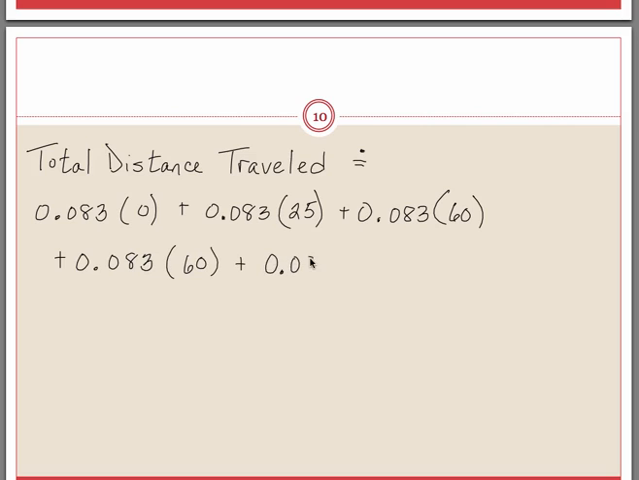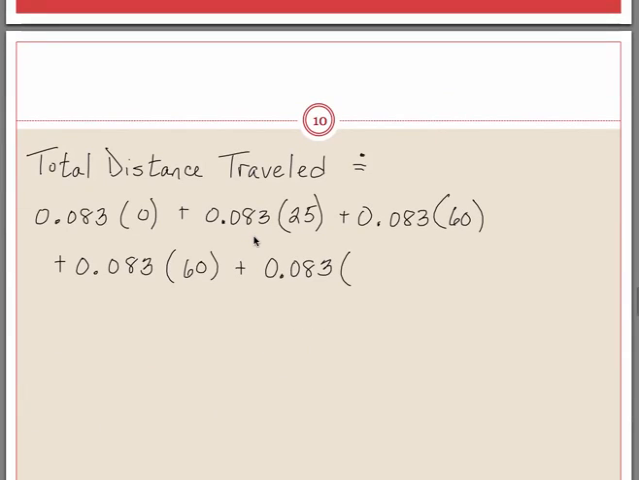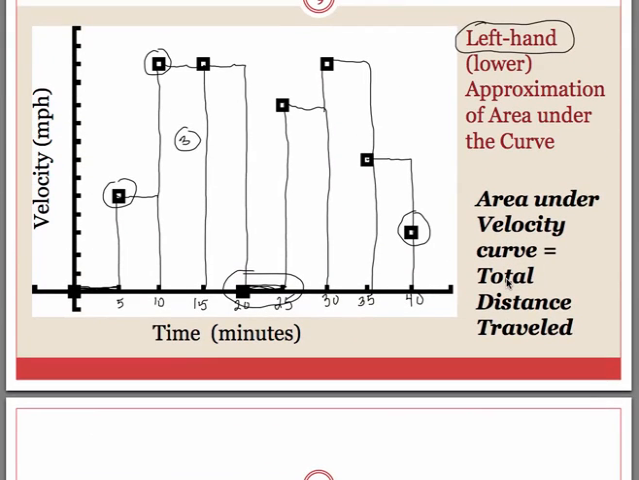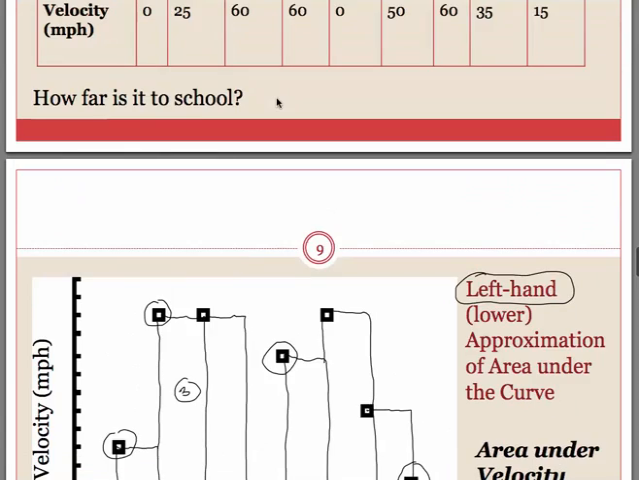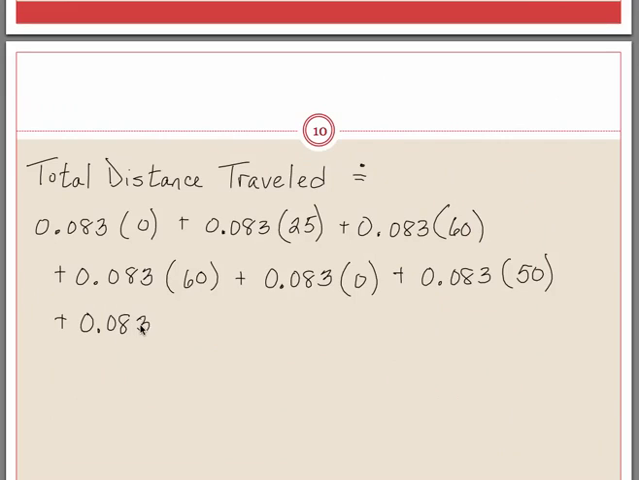Next rectangle, 0.083 for the width. Now the height of this one, right, this is another one, remember, where the height was 0, right here. We're talking this one right there. So that was your other rectangle that had the height of 0. Next one, now we're referring to this height right here. So that's corresponding to the velocity at 25 minutes. So that's 50 miles an hour. The next rectangle, she was back to doing 60 miles an hour. And finally, the last rectangle, she was going 35 miles an hour.